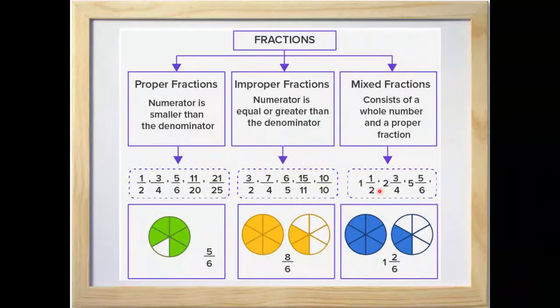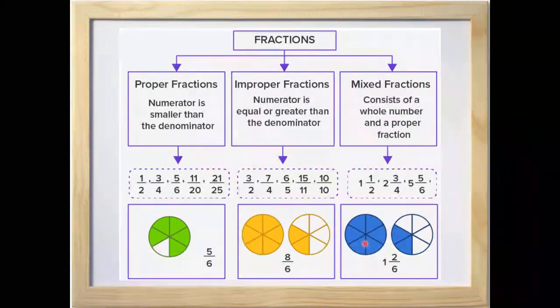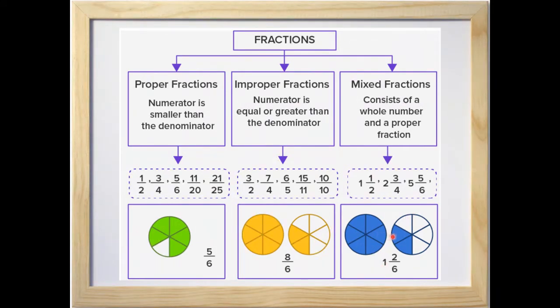Then we have a mixed fraction: 1 1 by 2, 2 3 by 4, 5 5 by 6, and then again we have a diagrammatic example for a mixed fraction. Here you can see again we have 6 equal parts and 2 parts here, 1 2 by 6, where 1 is the whole number part and 2 by 6 is a fractional part. So it is 1 2 by 6.